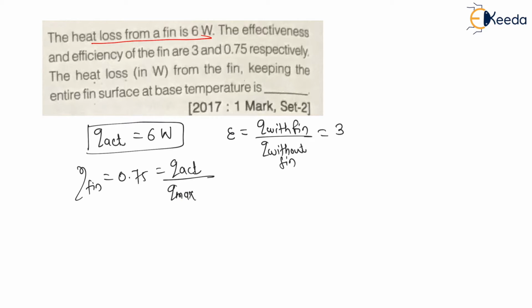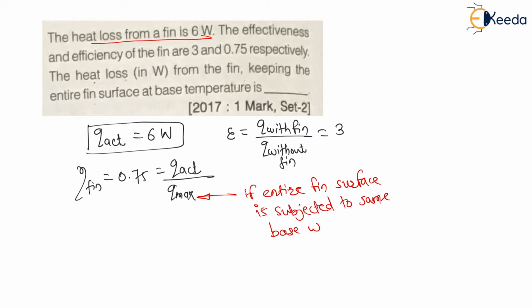And my dear students, this maximum possible heat transfer is nothing but whenever the entire fin is subjected to the same base wall temperature. We can say if the entire fin surface is subjected to the same base wall temperature, that is T naught, then whatever may be the heat transfer through the fin is called maximum possible heat transfer through the fin. Means there is no internal conduction, there is only convection between the fin surface and the surrounding fluid. This is called maximum possible heat transfer through the fin, right?